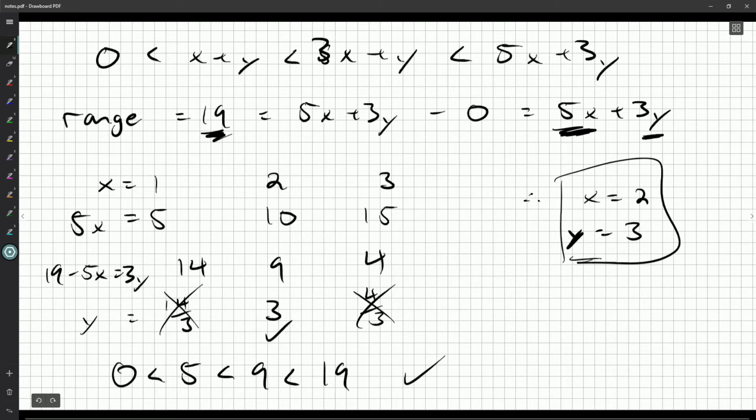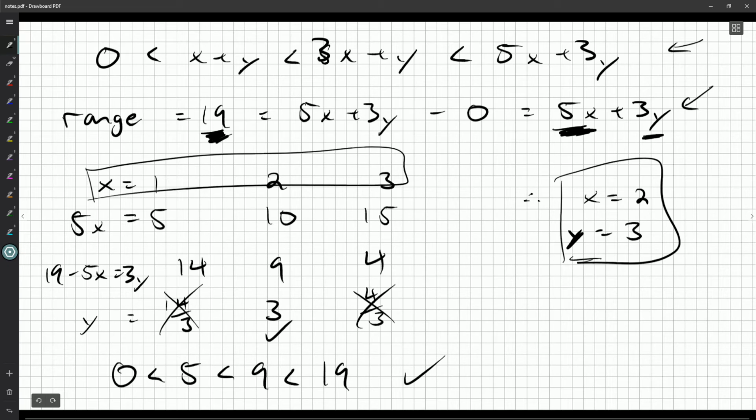We've got our final answer. We explained how we ordered everything. We explained how the range fits in. And then there were only so many possibilities for x. We just deduced which ones give us a positive integer value for y. And we're all done. Other things you could add, you could explain why you don't need to go for 0. But I wouldn't bother.